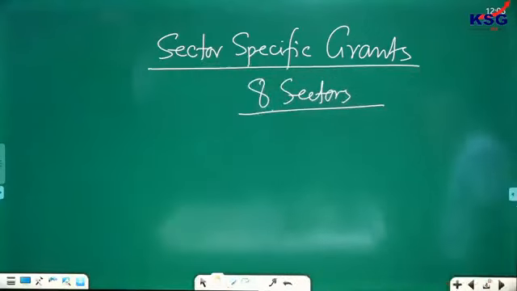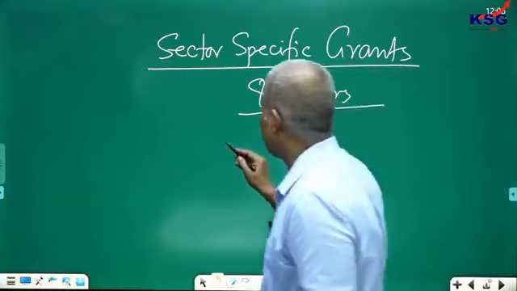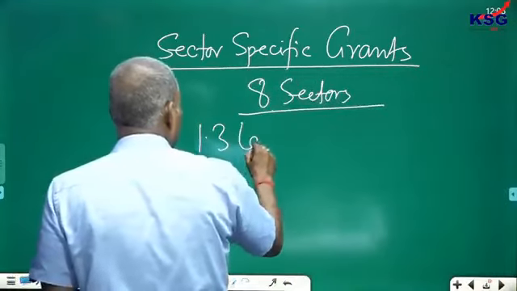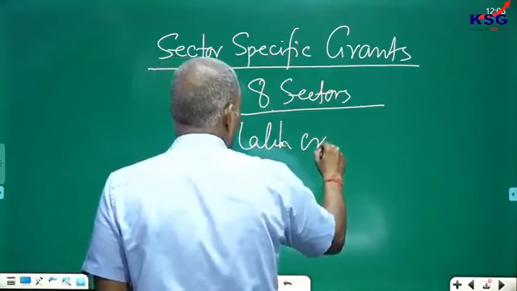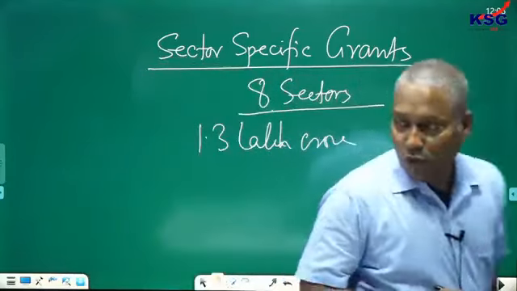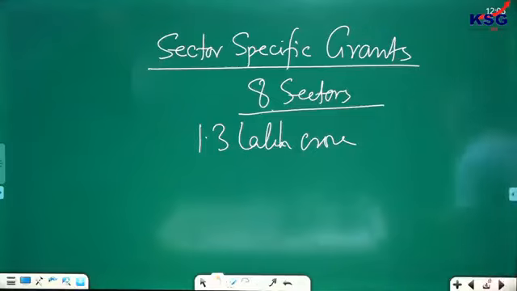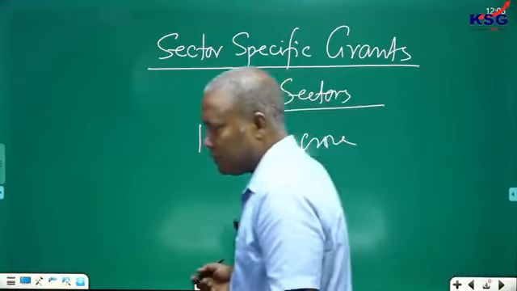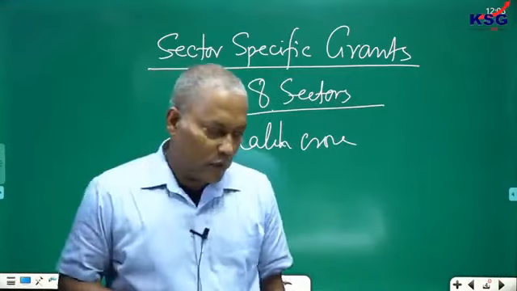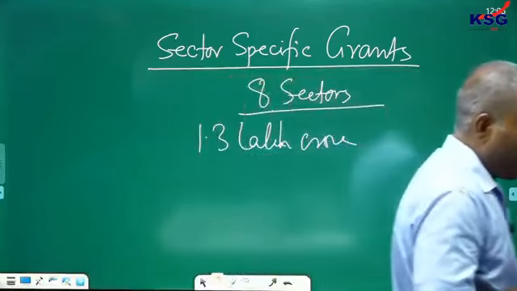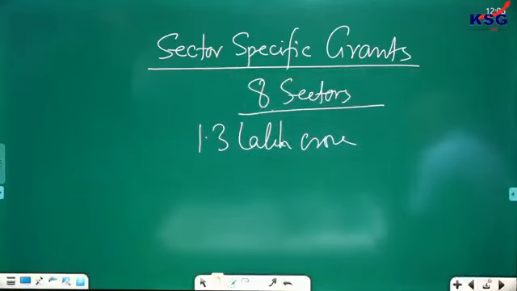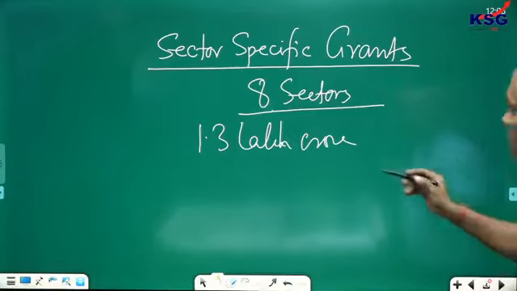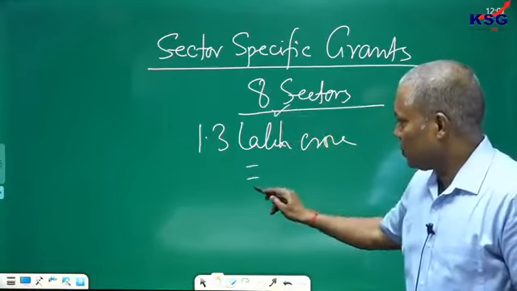Sector specific grants of rupees 1.3 lakh crore will be given to states for 8 sectors. Right, 1, 2, 3 like this.